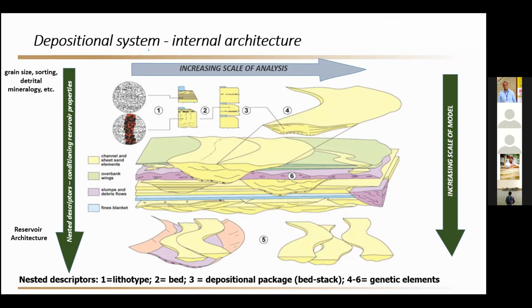I will describe the data in detail to get the genetic elements. The vertical and aerial stacking pattern of the genetic elements will increase my scale of modeling. I need this scale of modeling. Believe me, the modeling which does not go through this hierarchy will not be accurate. Following this scale of analysis and this scale of description will give you an optimized descriptive model.